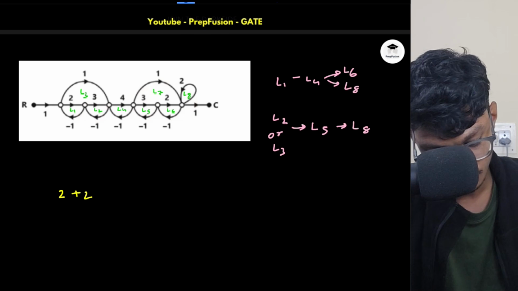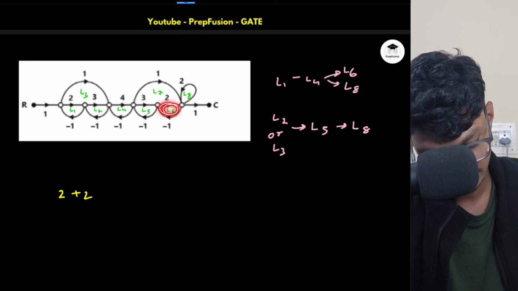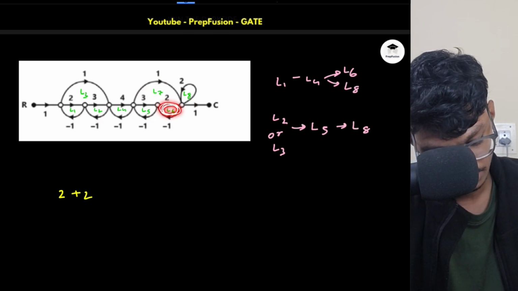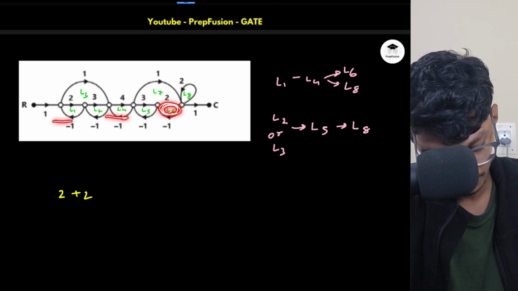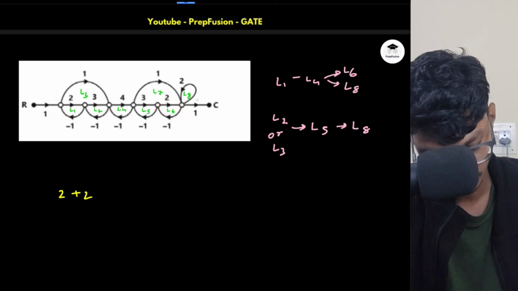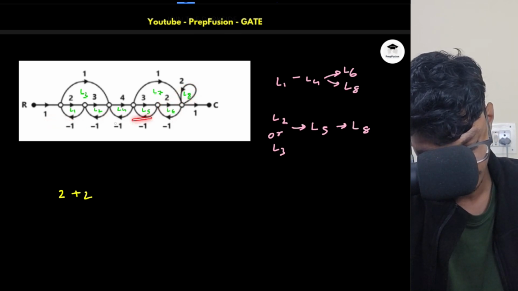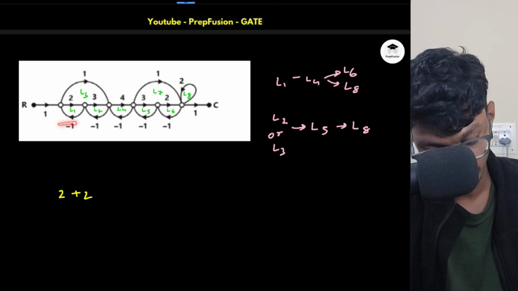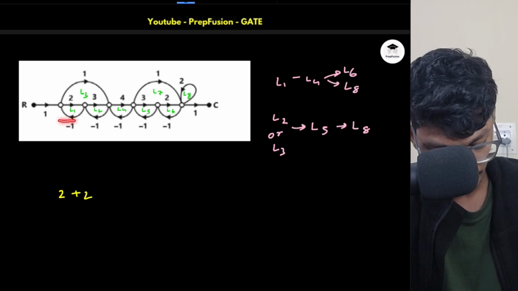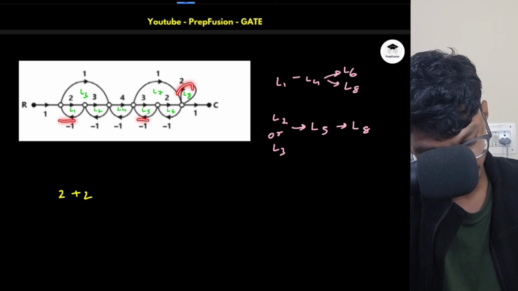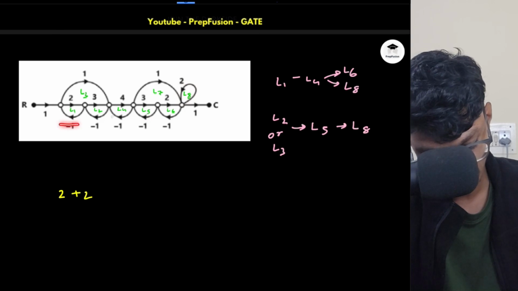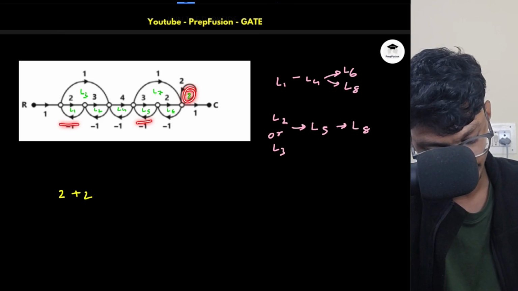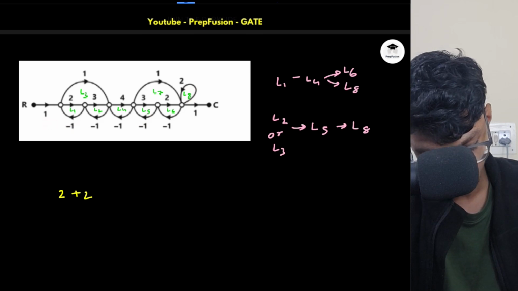Okay, so L7. If I choose L6, L4 is already taken and L1, but this combination is already done, right? L1, L4, L6 combination is already done. L8, L5, L1. Okay, this combination is not done, right? L1, L5 and L8. Okay, I missed this combination.